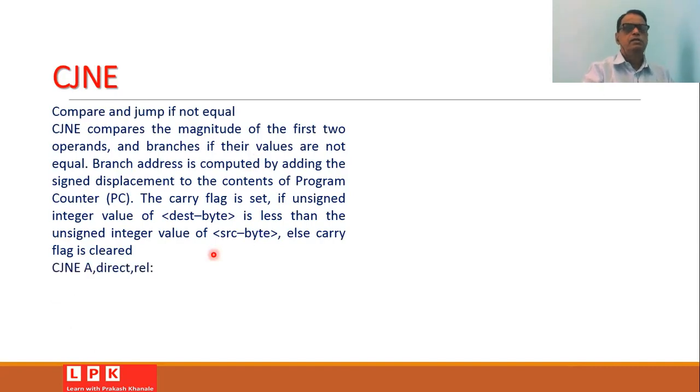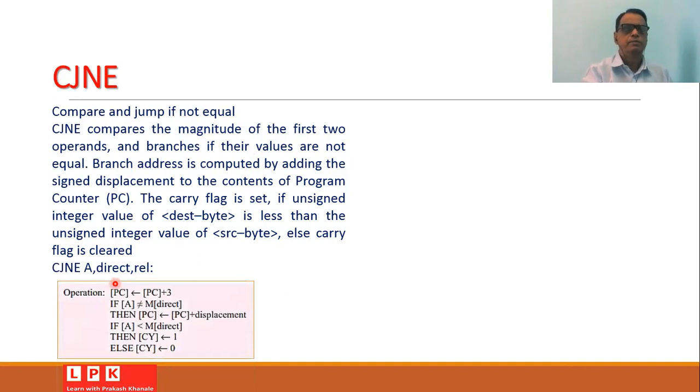For example, we can write this instruction as CJNE A, direct, relative address. In this instruction, one can easily observe that there are 3 operands. Initially the content of the program counter will be incremented by 2. Then the content of A is compared with the memory direct. If they are not equal, then the displacement is computed and added to the PC, and this new value will be transferred to the PC. In case the content of A is less than the memory, then the carry flag is set to 1. Otherwise, the carry flag is set to 0.